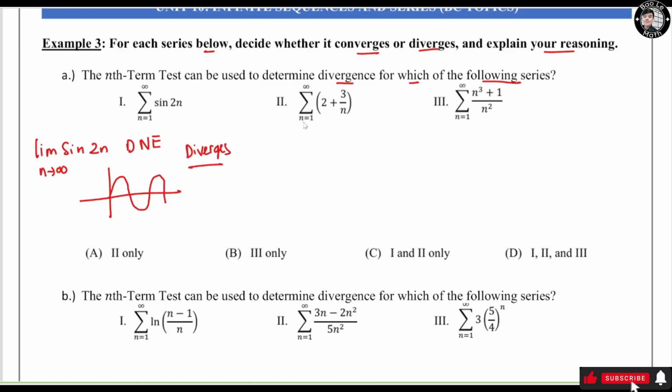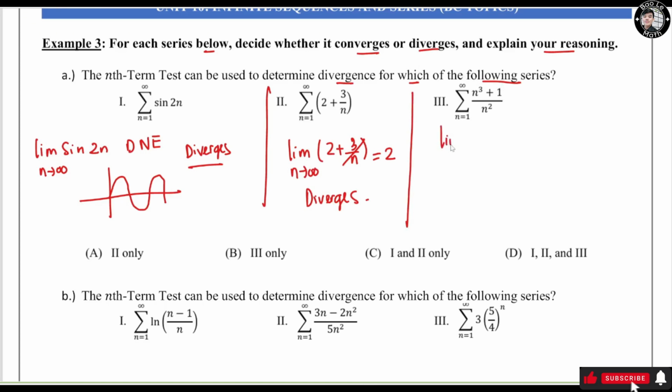Now, question 2, we have the limit of 2 plus 3 over n as n approaches infinity. This approaches 0, so the limit is 2, which is not equal to 0. So this one diverges by the n-term test.